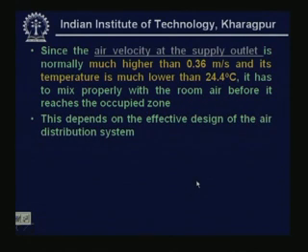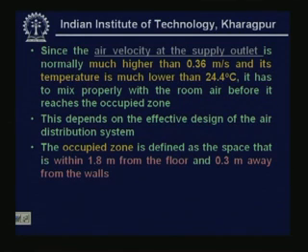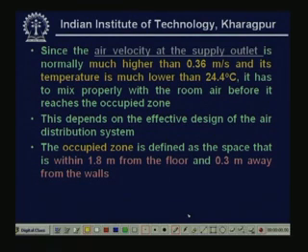So, there should be good mixing so that the temperature and velocity can be brought down to the required levels. This depends on the effective design of the air distribution system. The occupied zone here is defined as a space that is within 1.8 meters from the floor and 0.3 meters away from the walls. Let me just quickly explain this.